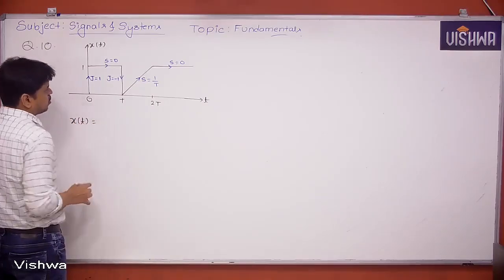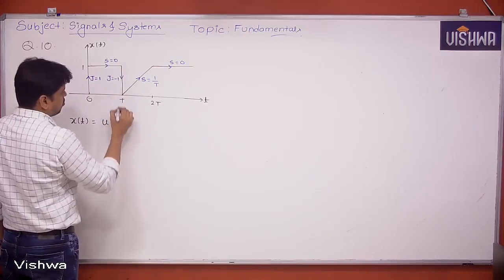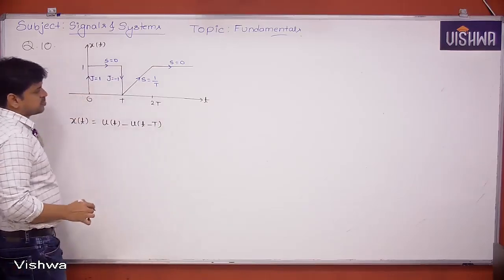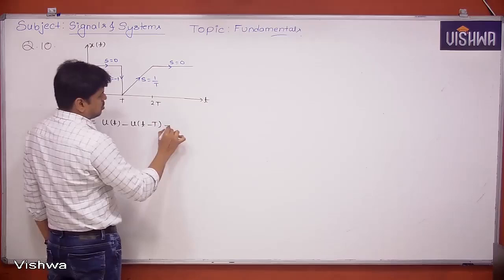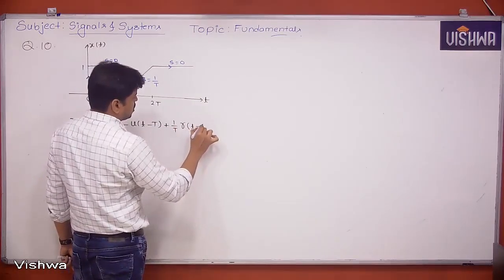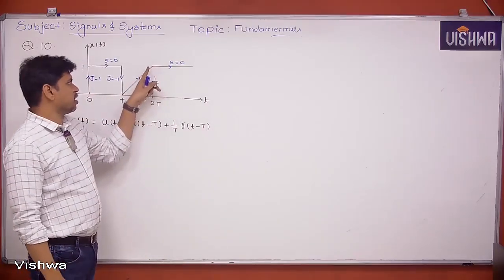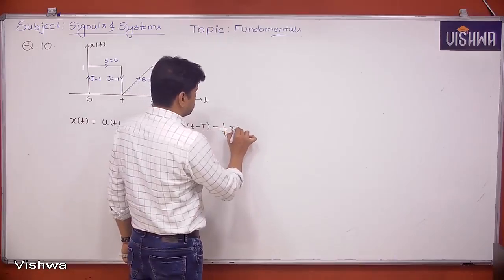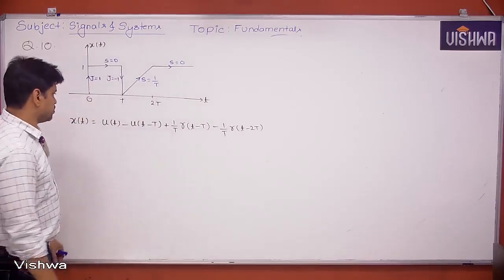x of t is equal to, there is a jump of 1 unit, u of t minus u of t minus capital T. At T there is a slope change also, 1 by T minus 0, plus 1 by T r of t minus capital T. At 2T we don't have any jump, only a corner point, so minus 1 by T r of t minus 2T. That's what we are getting.